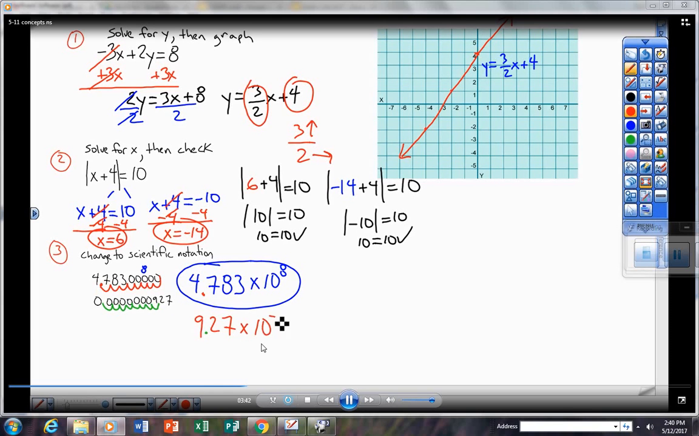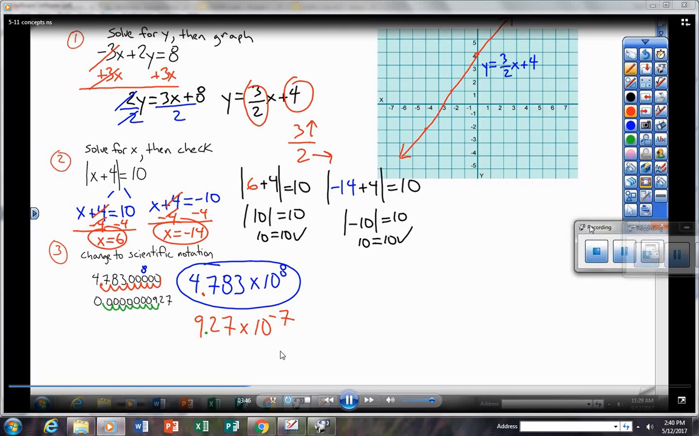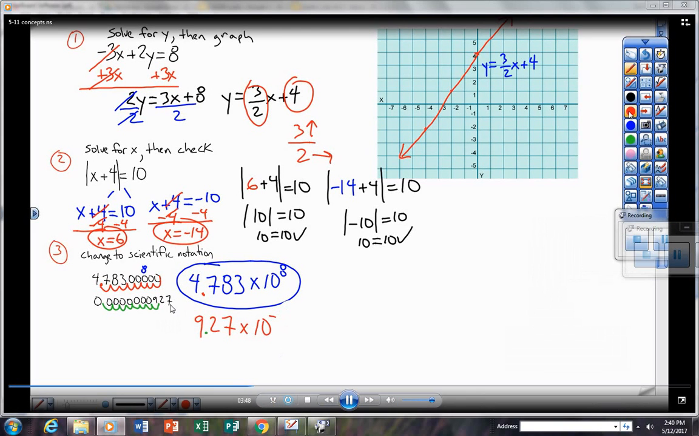So 10 to the negative 7, that's incorrect. It should be 10 to the negative 8. It took me 8 dips to move to the left to this decimal spot. So 9.27 times 10 to the negative 8 describes that really small number.